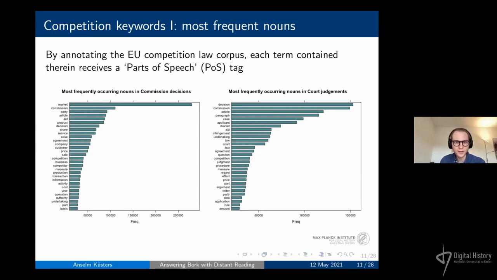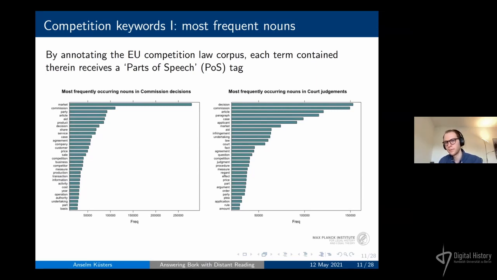So the first thing I did was annotating this corpus with so-called parts of speech tags, which allows me to say for each word, is it a noun, is it an adjective, a verb, etc. And then a simple approach is, of course, to look at the most frequent nouns instead of the most frequent words. Because as you can imagine, nouns are quite important in competition law because they tell you something about the parameters of competition. So usually the commission or the court would look at things like the price, the cost, advertising. And so there are different parameters you can play with as a competitor to influence the market. And this is usually what you have to look at in a competition law case.